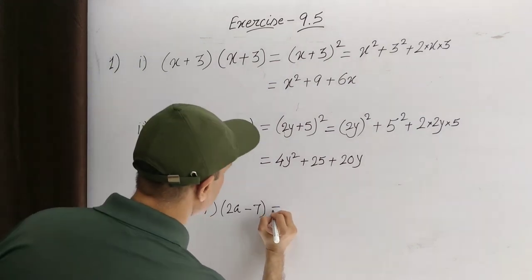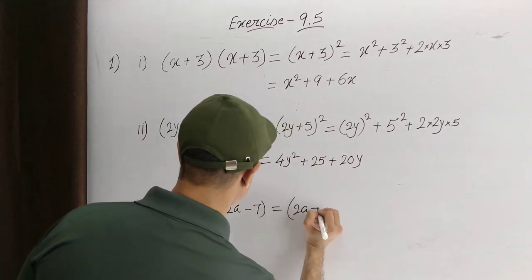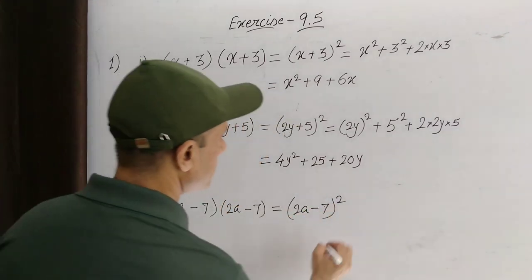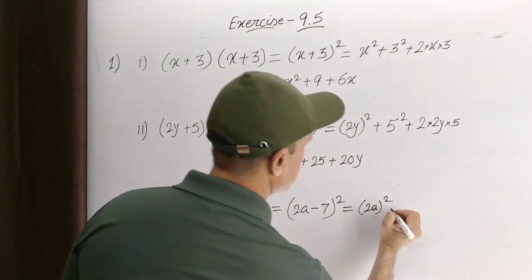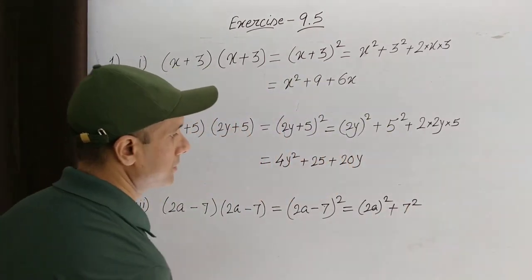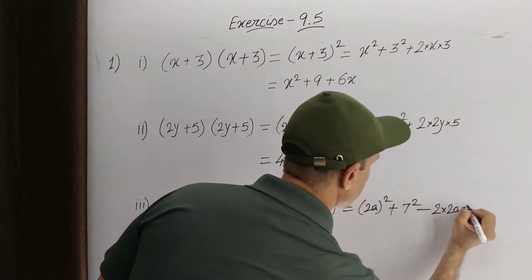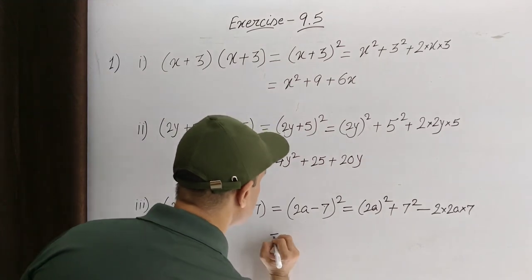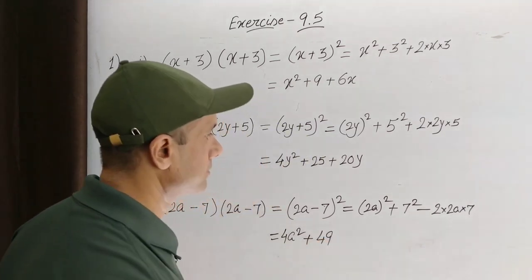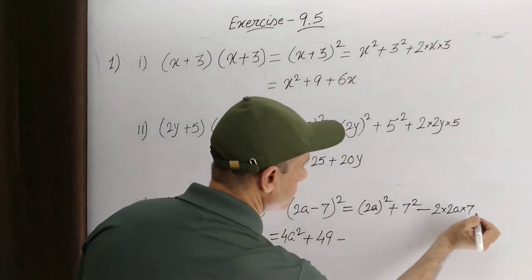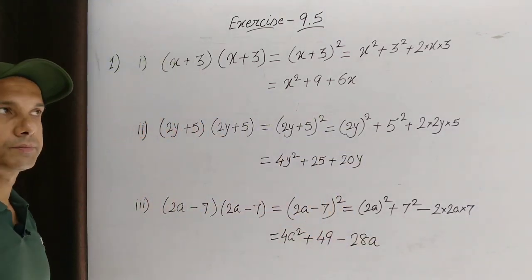Same way, we can write this as (a minus b) whole square. So, in this case, (2a minus 7) whole square. And this is equal to a square, in this case (2a) square, plus b square, that is 7 square, minus 2 into a into b. So, we get the result as 4a square plus 49 minus 4 into 7, 28a. Clear?